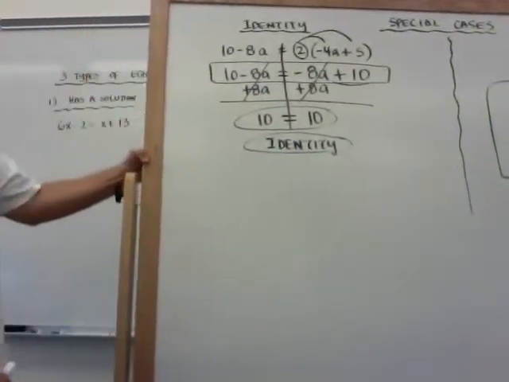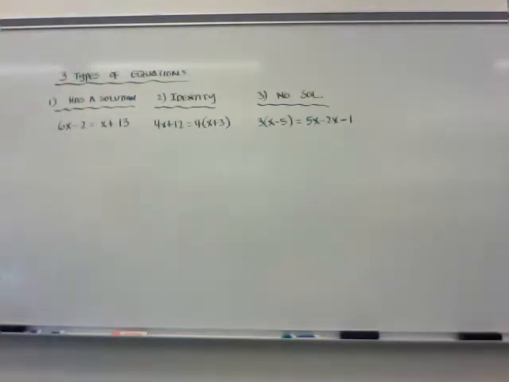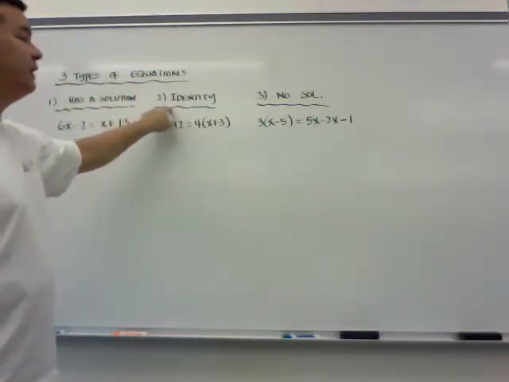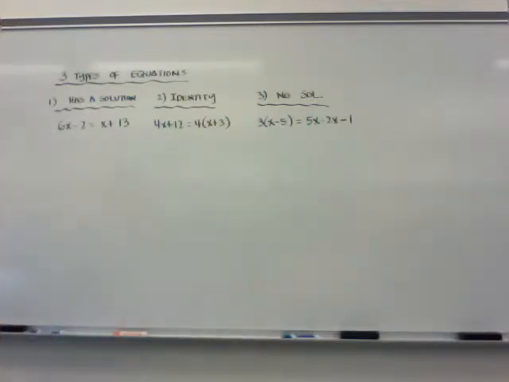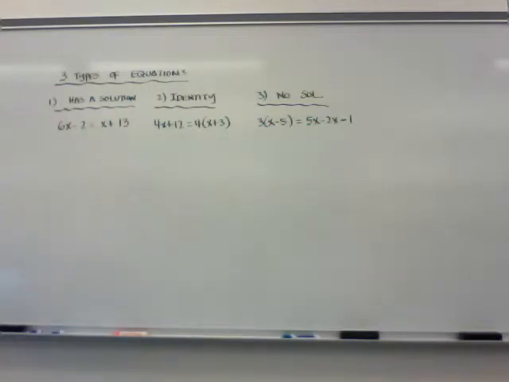So here's just a quick recap of what I'm talking about. There are going to be 3 types of equation: one that has a solution, an identity, or a no-so. It's only one or the other. It will never be more than one. So if it has a solution, it is not an identity, and it is not a no-so. If it's an identity, it will be neither of the others.